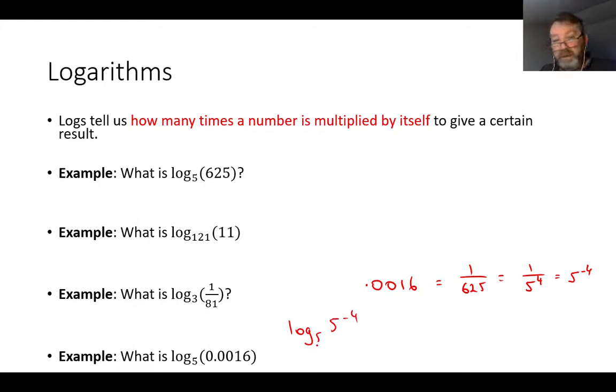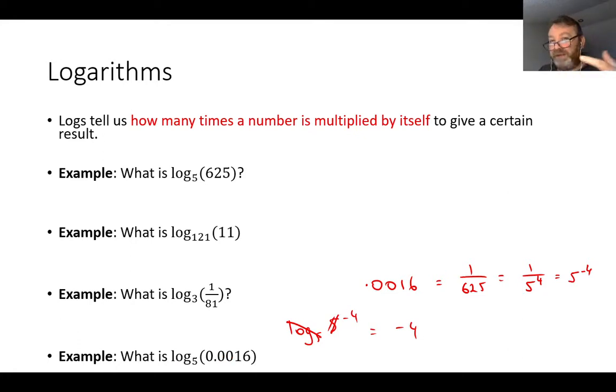Check the log. What's the base of the log? 5. What's the base of the index immediately after the log? 5. Log with base 5 and the index with base 5, just leave the power, and again the answer there is minus 4. So you've got to be very careful that 0.0016 is of no use in that form because it's not related in any way to 5 to the power of anything.